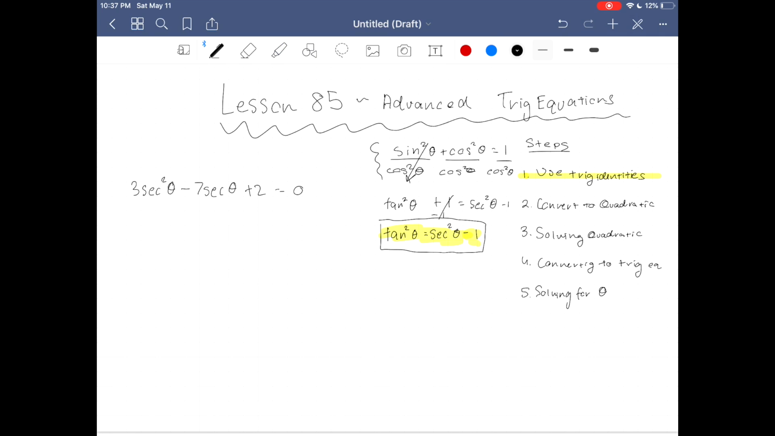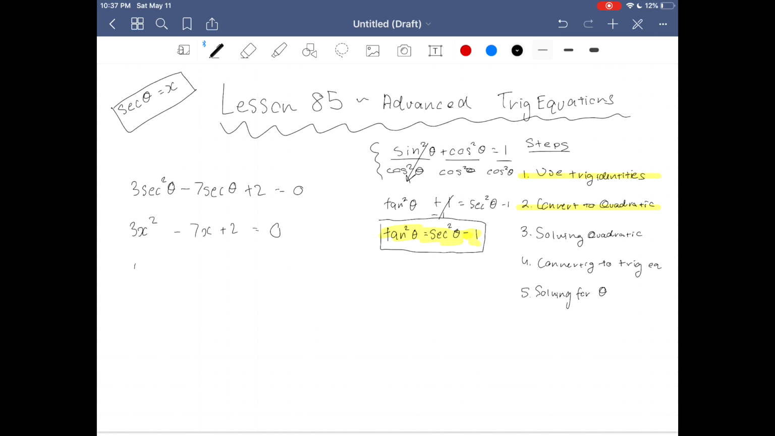So you just replace secant theta with x. So you got 3x squared minus 7x plus 2 equals 0. And from here on, it's just a quadratic. So we're done converting it to a quadratic. Therefore, there are multiple ways you can solve this, two or three. One is using the quadratic formula, which I don't prefer. So I like to factor it out by splitting the middle term.